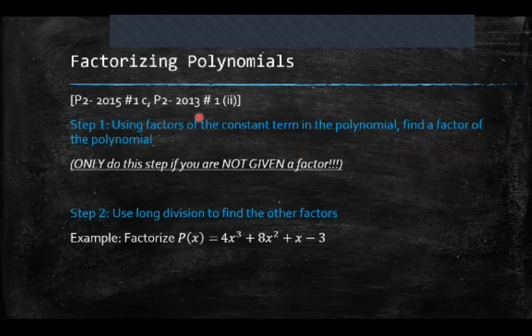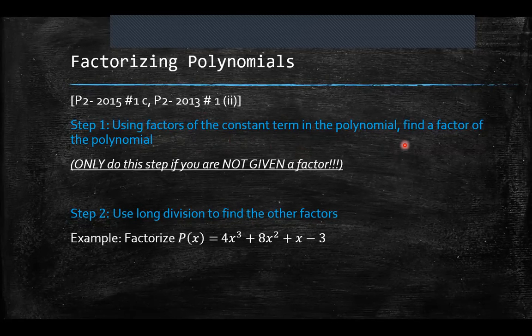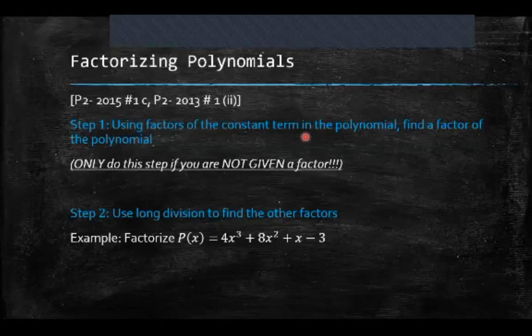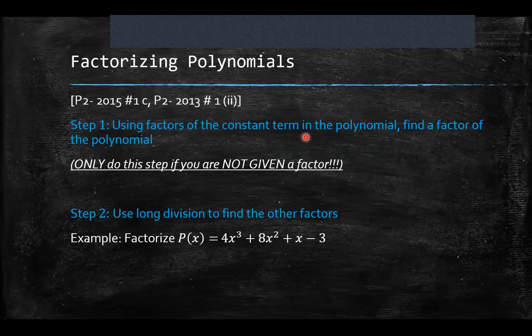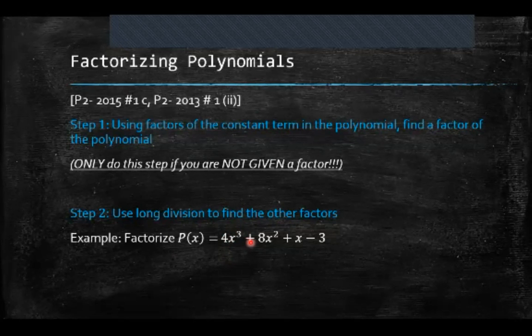So the first step is to use the factors of the constant term in the polynomial to find a factor of the polynomial. When factorizing polynomials, it's helpful to know at least one factor, and then using that one factor, you'll be able to find the others. Let me show you how. We're given this example: factorize p of x, which is given by 4x cubed plus 8x squared plus x minus 3.